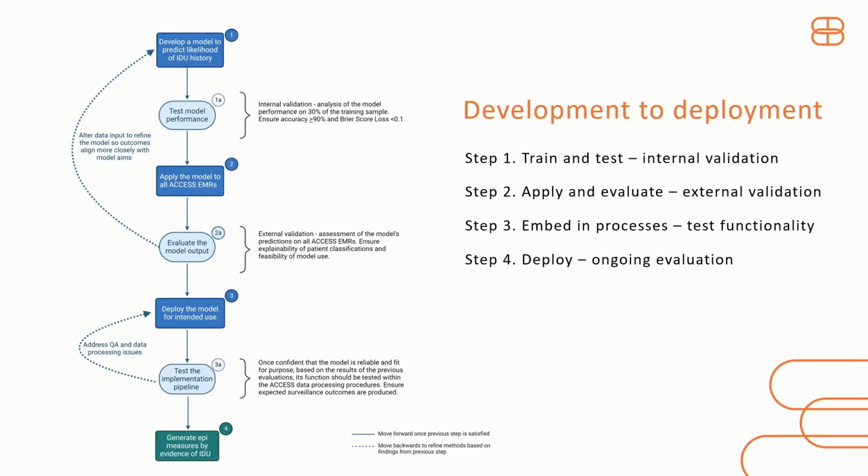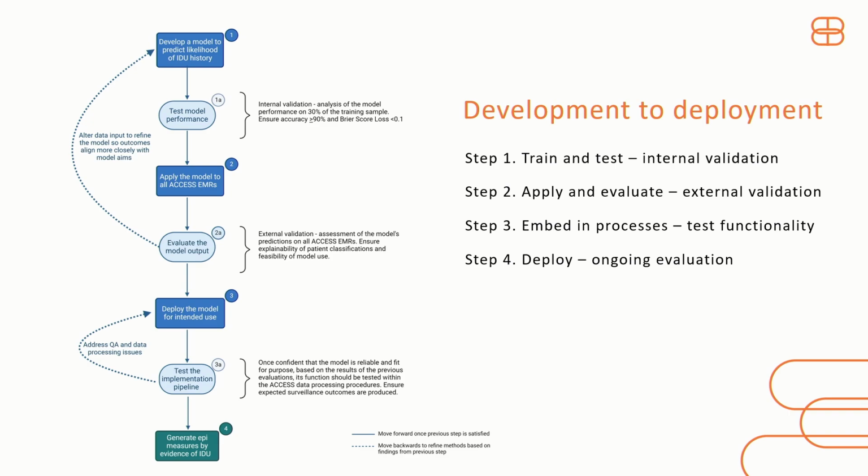I've included this diagram to show how iterative, resource-intensive and time-consuming machine learning can be. From development to deployment, there are so many steps involved. We've all heard a lot about the development of models and the internal validation, but very rarely do we hear about the application of the model and how we evaluate that, particularly in a data set where we have some indicators of injecting drug use, but in the majority of the data, the IDU status is missing.